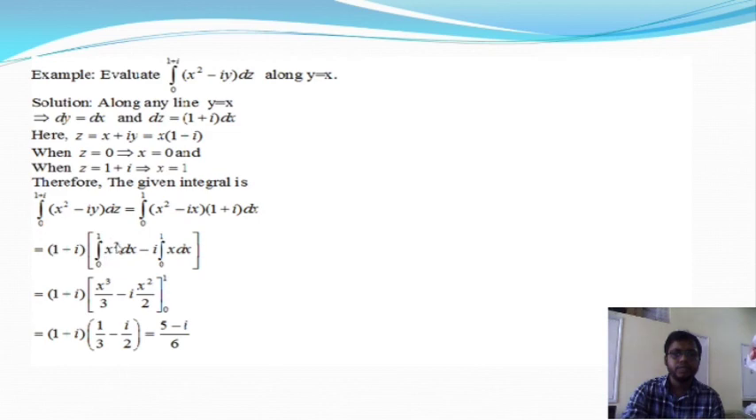So the integration of x square is x to the power 3 by 3, and the integration of x is x square by 2. Now putting x is equal to 1, that is the upper limit, at first we will get, and then we will put x is equal to 0 as a lower limit. We will get (5 minus 6i) by 6. This is the integral value of this integration along the path or the straight line y is equal to x.